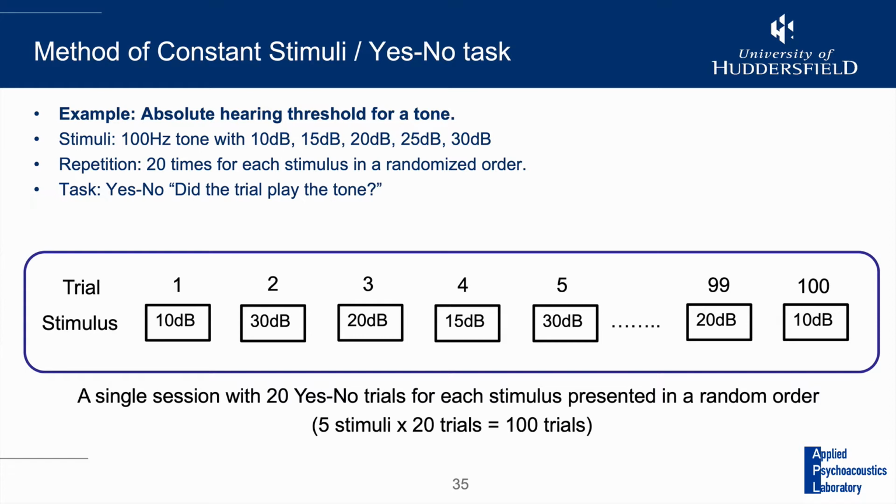So in this example, we have a total of 100 trials, 5 stimulus levels times 20 repetitions, for each subject to complete in a session. And it's important that the stimuli are presented in a randomized order, and the subject is asked a question like, did you hear the tone? And they respond by either saying yes or no. Because the tone is always present in this type of test, in the method of constant stimuli, there is always signal present in each trial. So yes is always the positive answer and no is always the negative answer.